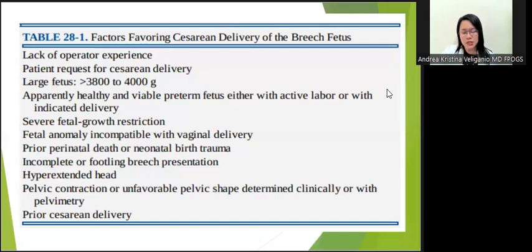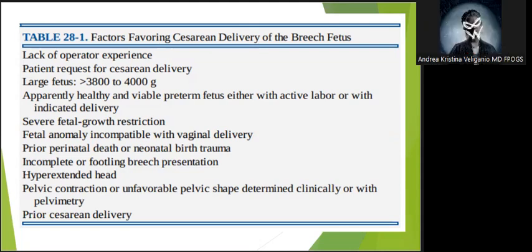An incomplete breech has to be delivered via cesarean section. A hyperextended head, you saw in the ultrasound, you saw in the X-ray pelvimetry that the head is hyperextended, then you cannot do vaginal delivery and you should do cesarean section. The pelvis is inadequate, contracted pelvis, the fetus cannot pass through, or the patient had a prior cesarean section.